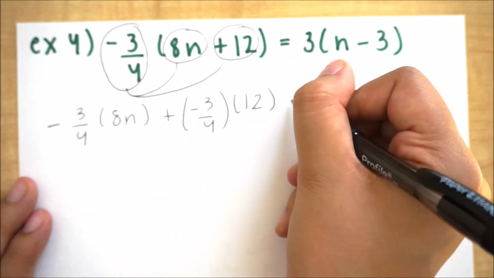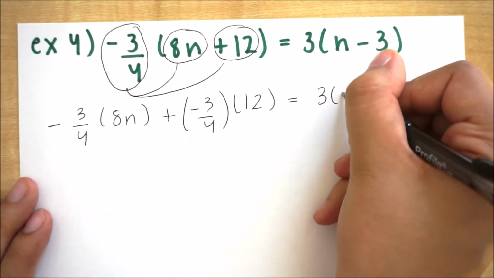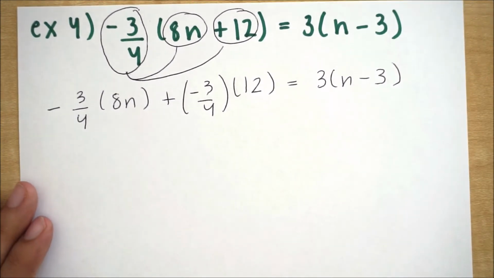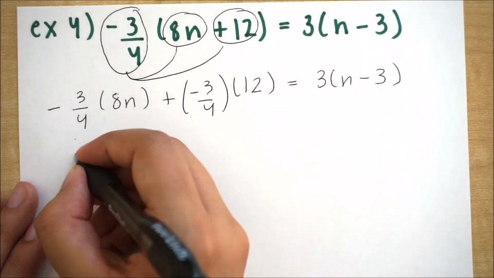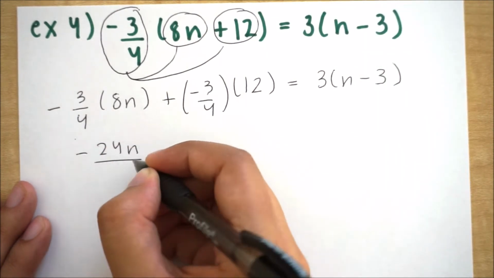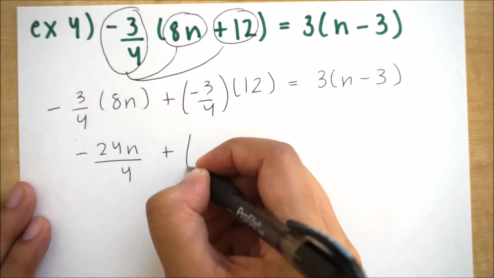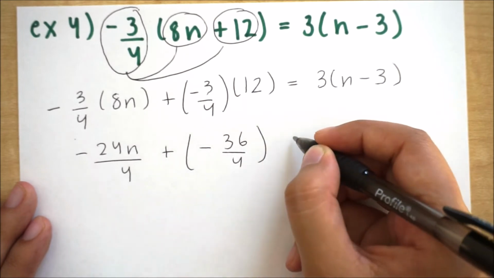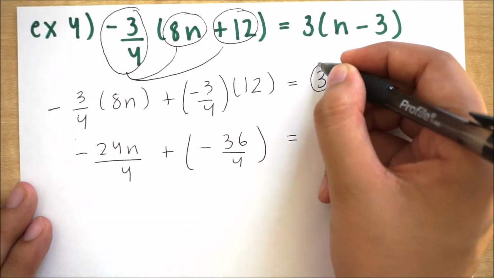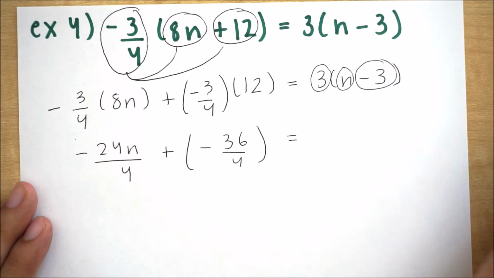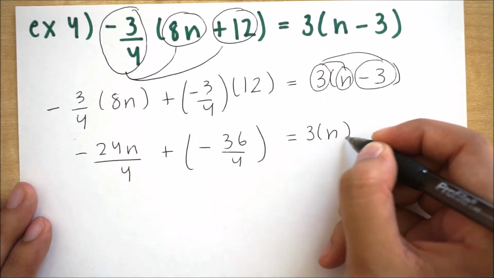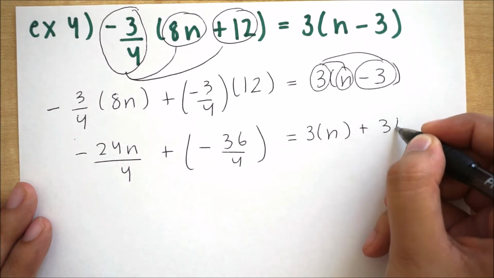And the same thing for the right side, we have to distribute, but for now, we'll just work with the left side. So now we're going to go ahead and multiply negative 3 over 4 times 8n, and that is just equal to negative 24n divided by 4. And we're going to add that to negative 36 over 4, and we'll just go ahead and distribute the right side. So I made my bubbles. We have to distribute that. So it'll be 3 times n plus 3 times negative 3.